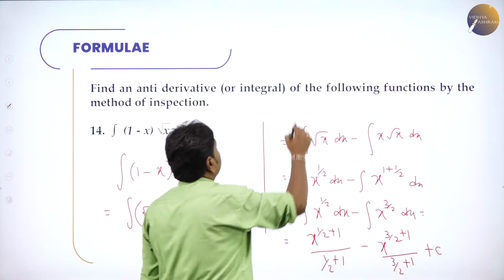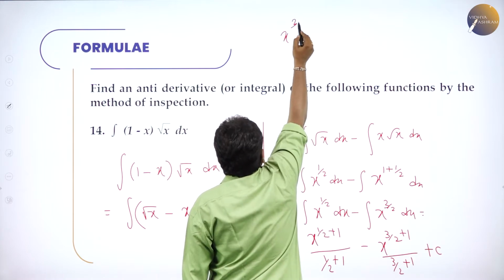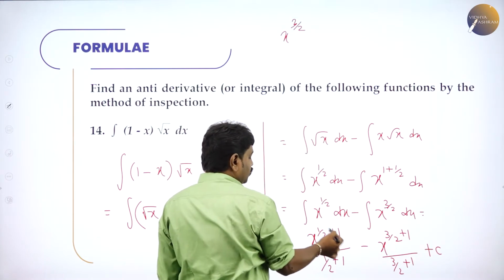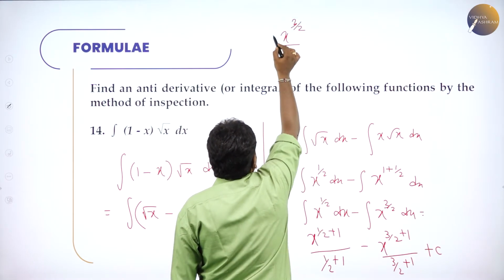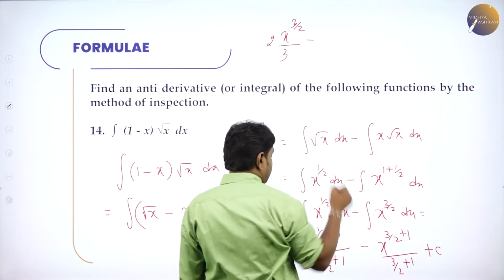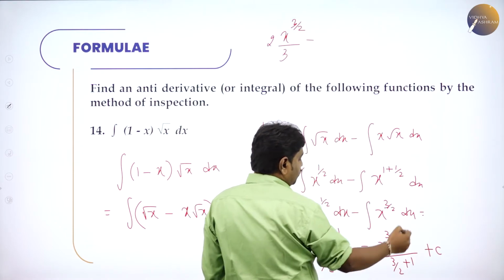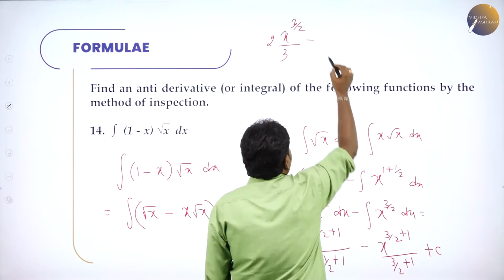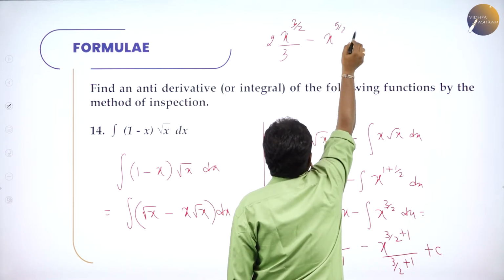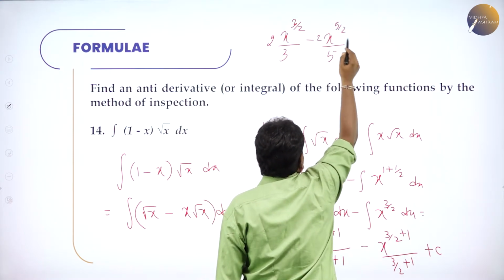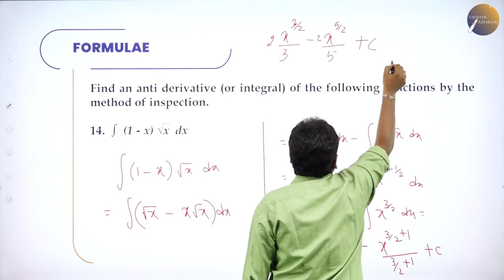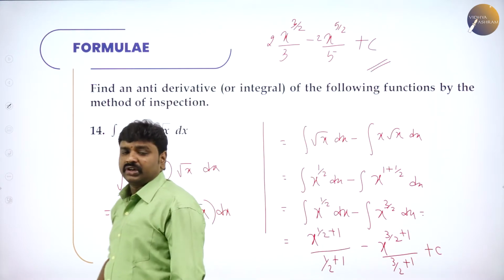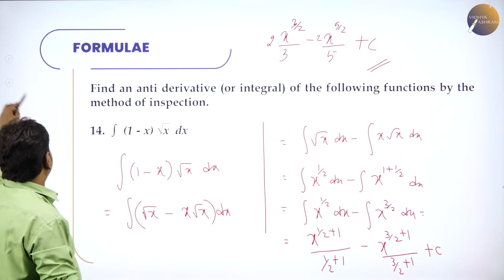Further simplify it, it will become x power half plus 1, which is 3 by 2. Taking LCM, 2 1s are 2 plus 1, 3 by 2; the 3 by 2 goes to the numerator. Minus is there. So 3 by 2 plus 1 means 2 1s are 2, 2 plus 3, 5 by 2, x power 5 by 2 divided by 5 by 2, which goes to the numerator, plus c. That's it. I hope all of you understood. So multiply, simplify and integrate.